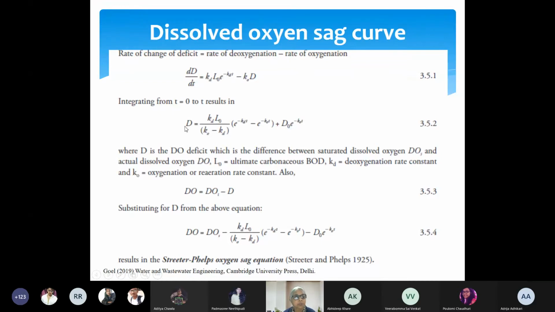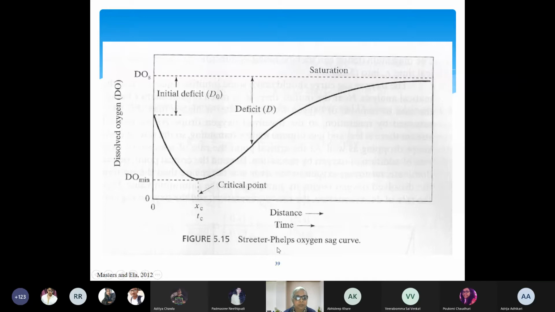And now you can substitute this equation into the one over here for the deficit. So deficit is DOS minus DO at any time T, and DO at any time T can be written in the same form. So you just plug in this equation and you get the actual Streeter-Phelps oxygen sag equation. Okay, so this is what the Streeter-Phelps oxygen sag curve looks like.